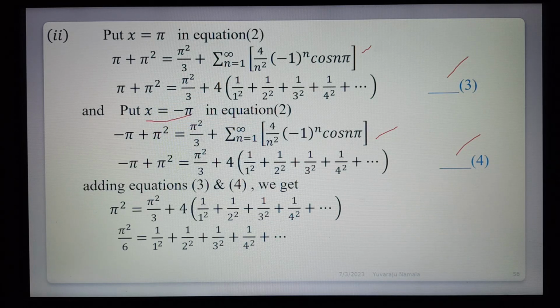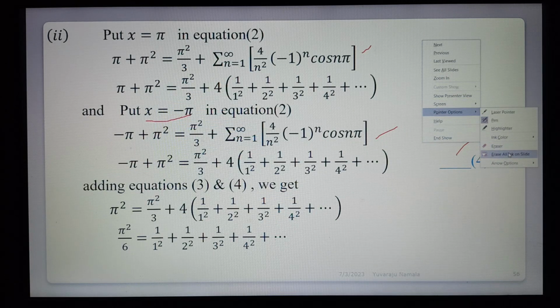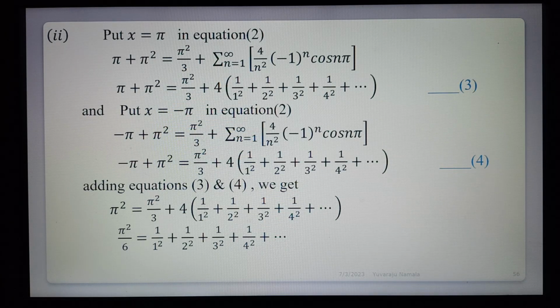Now simplification: this is right outside. Pi squared minus pi squared by 3 gives 2 pi squared by 3, equal to 4 times the series. 2 goes inside the denominator, 2 into 3 is 6. That is pi squared by 6 is equal to 1 by 1 squared plus 1 by 2 squared plus 1 by 3 squared plus and so on. So this is the required result. This is also a very important question, a long question.